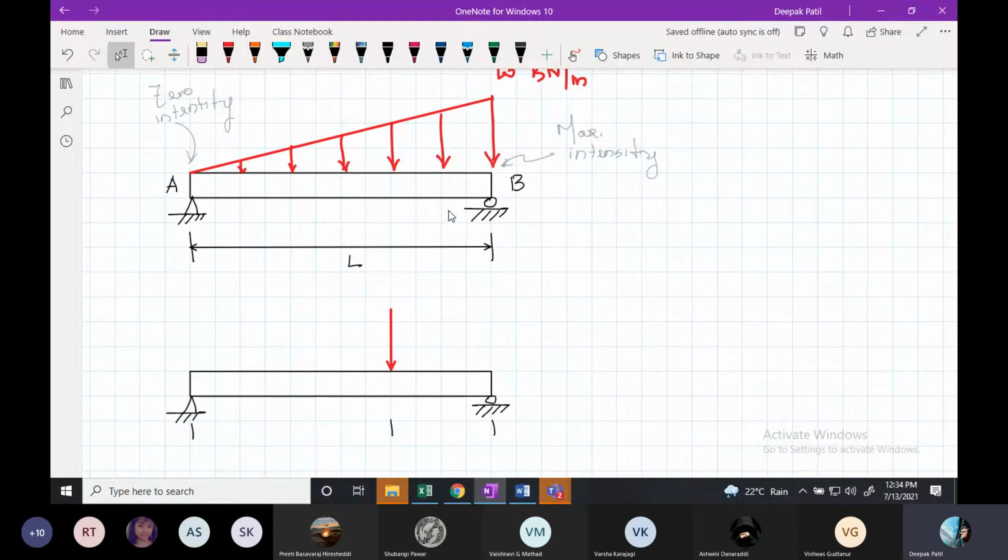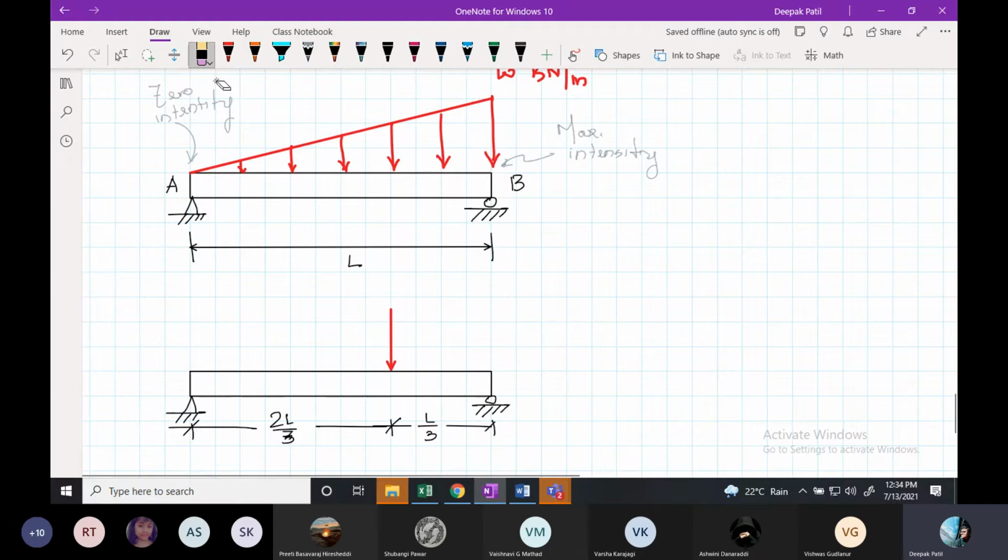So if L is the span of the beam, the equivalent point load of a uniformly varying load acts at a distance of L by 3 from the maximum intensity and 2L by 3 from the minimum, that is from the zero intensity. I will repeat once again. From the zero intensity, it acts at a distance of 2/3 of L, and from the maximum intensity, it acts at a distance of 1/3 of L.